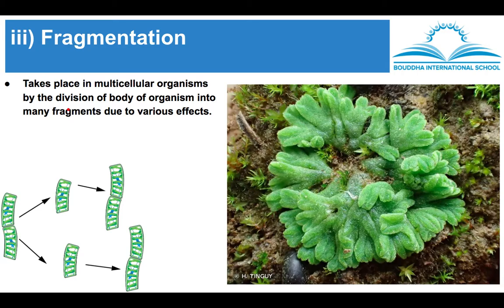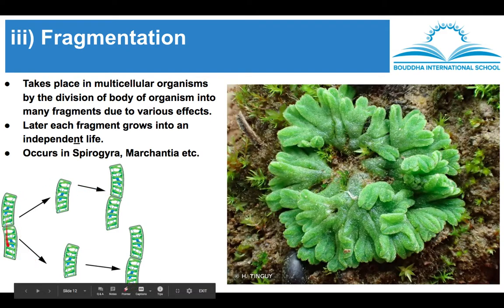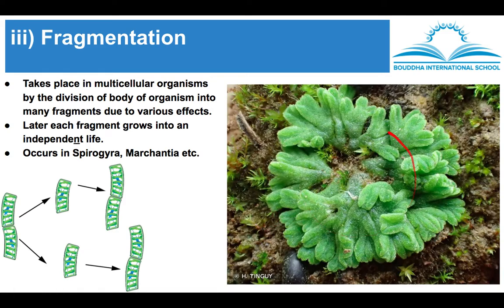And what happens is, by the various effects, if the parental body divides, then later on each fragment can grow into an independent life, and it occurs in Spirogyra. This is a kind of algae, and Marchantia. This is a kind of bryophyte.